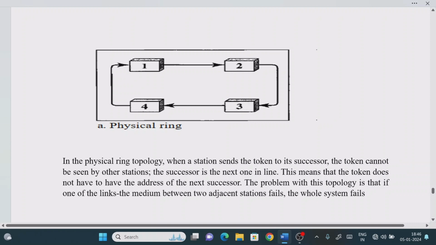The problem with this topology is that if one of the links, the medium between two adjacent stations, fails, the whole system fails. Suppose for example here I have the token, right? If this link fails, what will happen? It cannot exchange the token to the second one, right? As we said, it can give the token only to its successor. It means that the next possibility of getting the token is only this guy. Somehow if this link fails, what will happen? Not only this one goes, this is also wasted, this is also wasted. It means that without the token, the superpower, you cannot do anything. This is what we call the physical ring operation, how the operation will be performed.